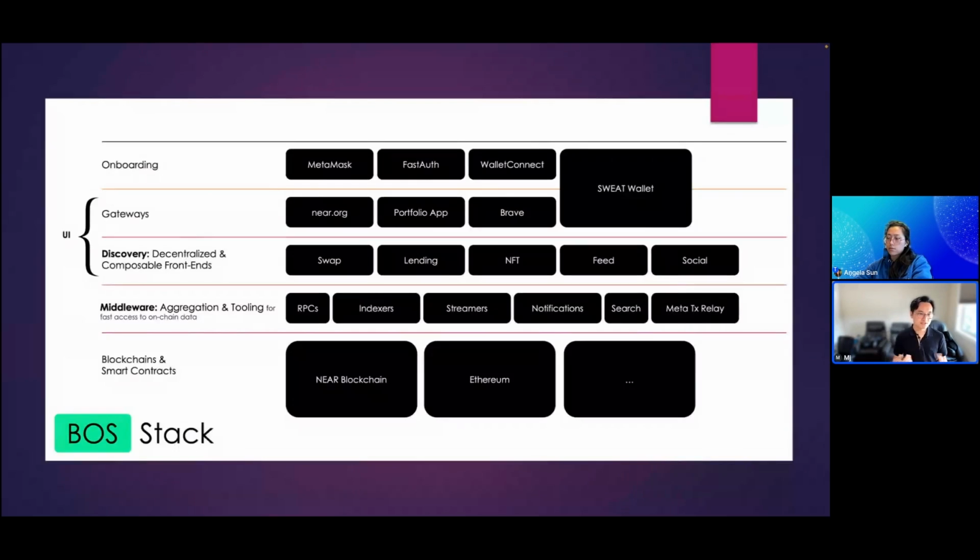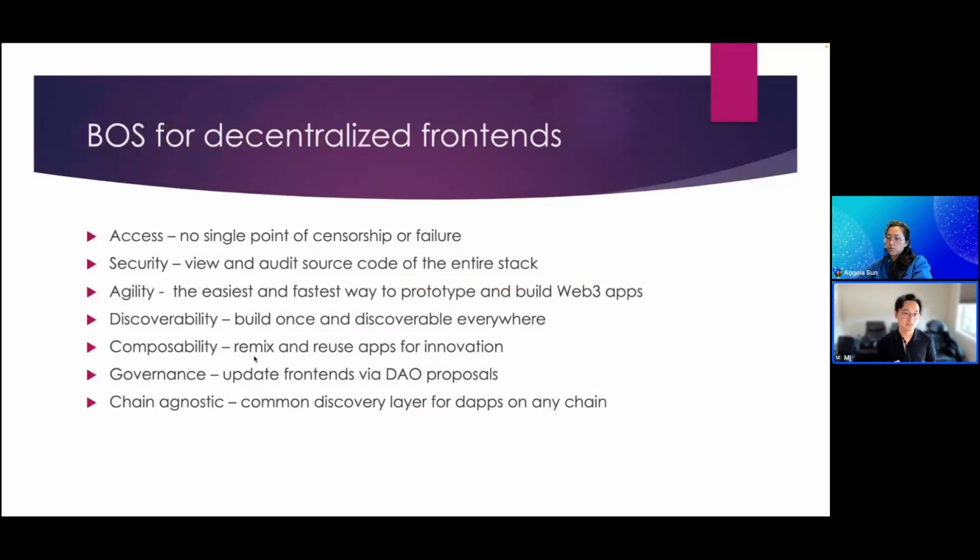So here are some of the benefits of using the BOS for building decentralized frontends. Number one is access, like I mentioned earlier, because there's no single point of failure or single point of censorship, right? Because everything runs on the network of nodes. It does not depend on a single server or a single provider. So it should be highly available and very resilient.